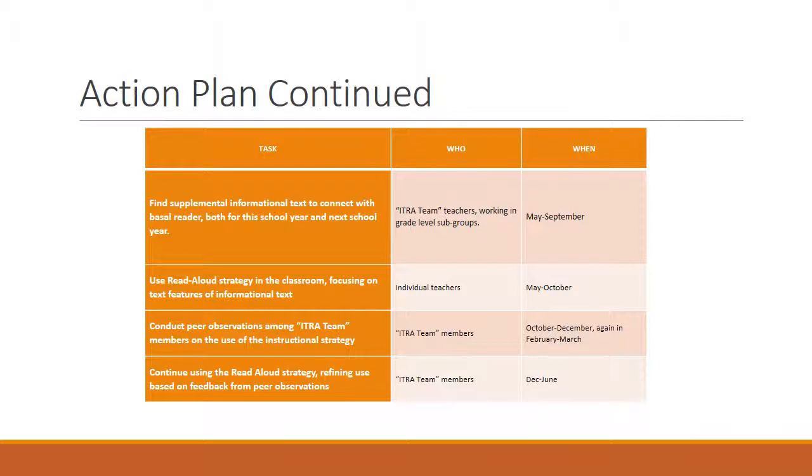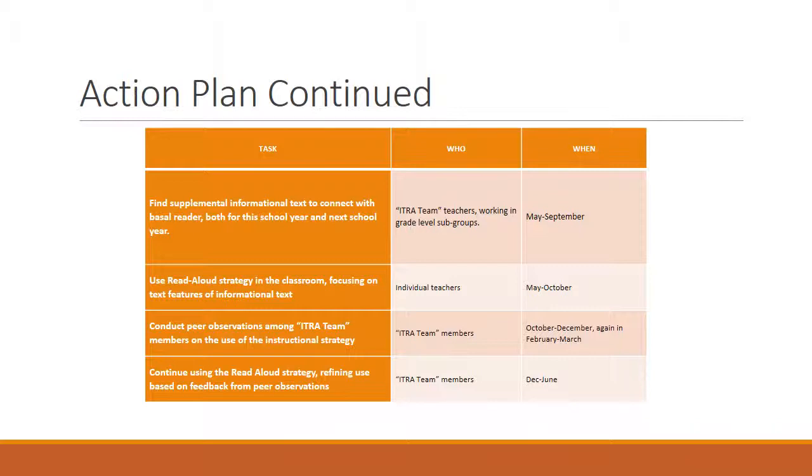Next, teachers would conduct peer observations among the team members on the use of the instructional strategy of the read aloud. All members would peer review each other, starting in October through December and once again in February and March.